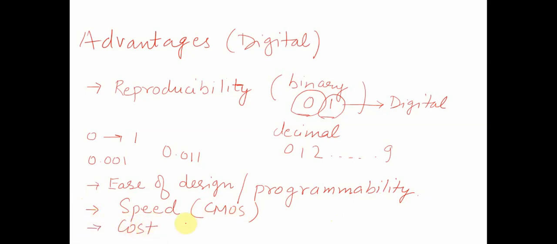The cost associated with development of digital circuits is much lower, and it's preferred over analog ones. And then at the end we will talk about integrated circuits as well, ICs, which are built using digital designs, right? So these are the major advantages of using digital systems: reproducibility, ease of design and programmability, associated speed, cost, and use in integrated circuits, right? Now moving ahead.